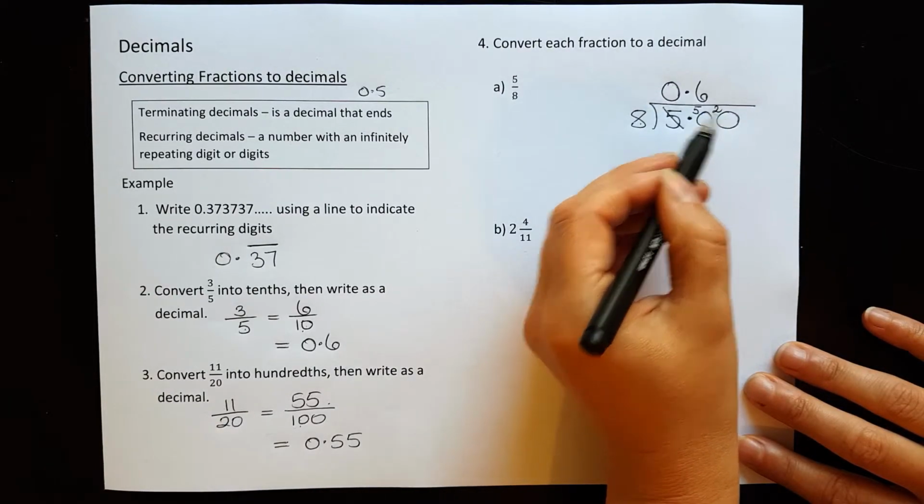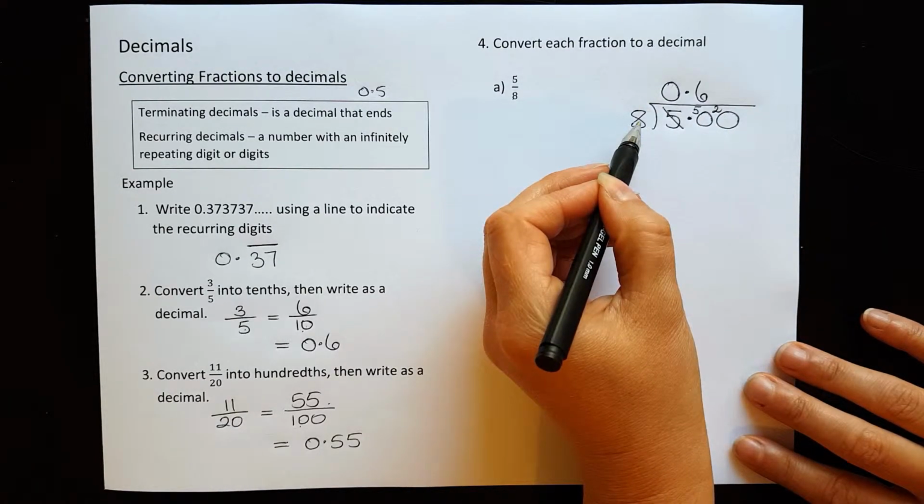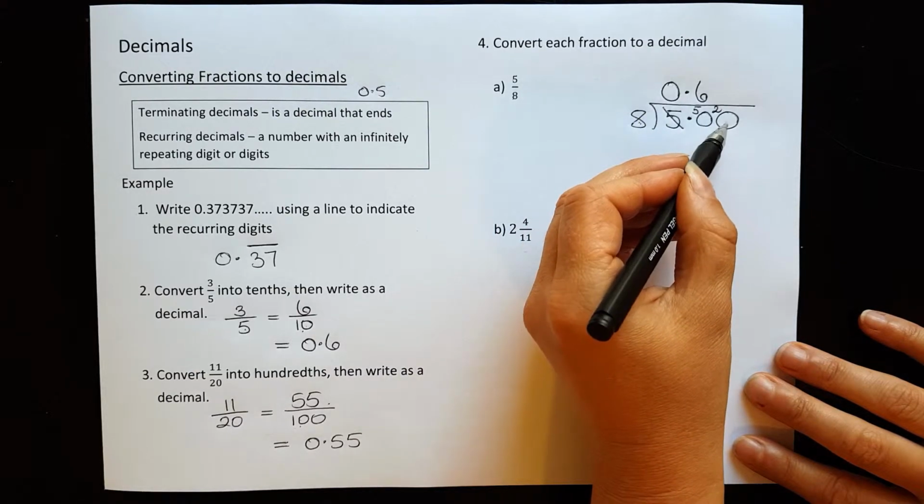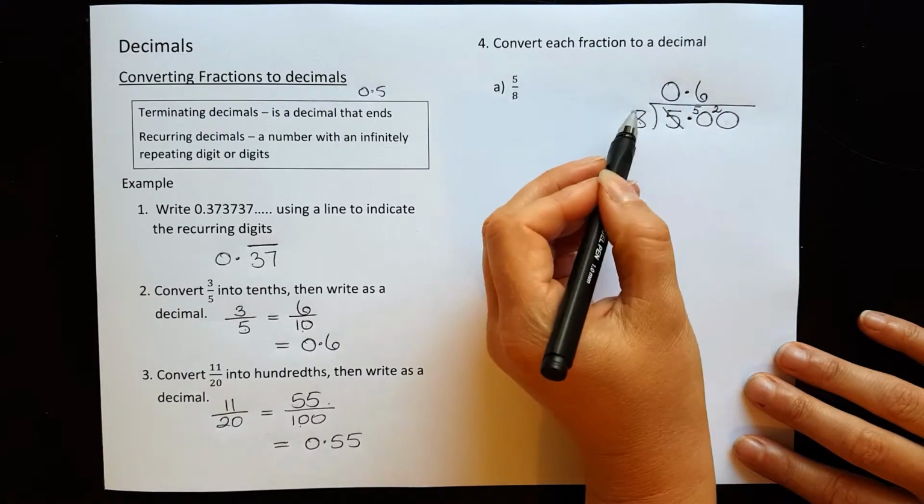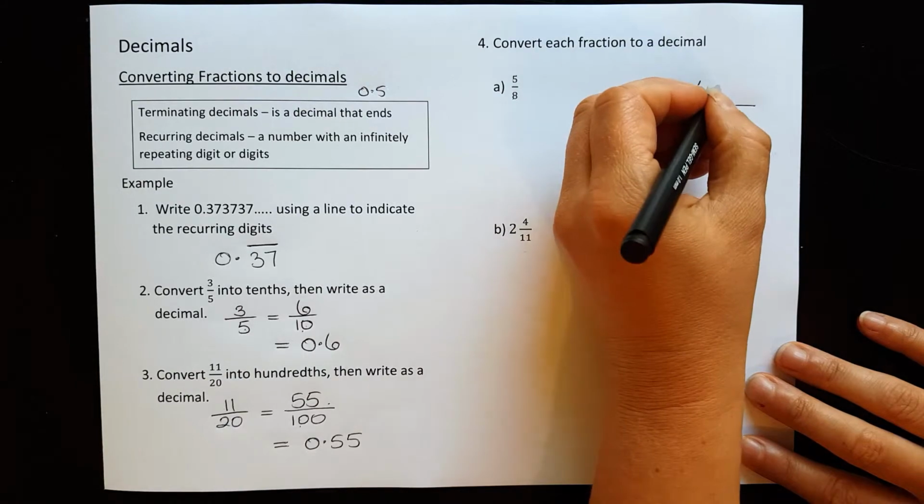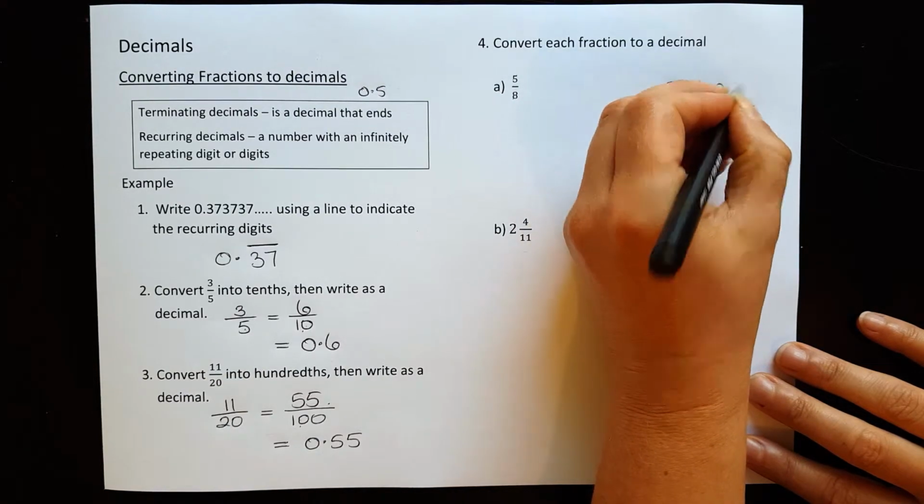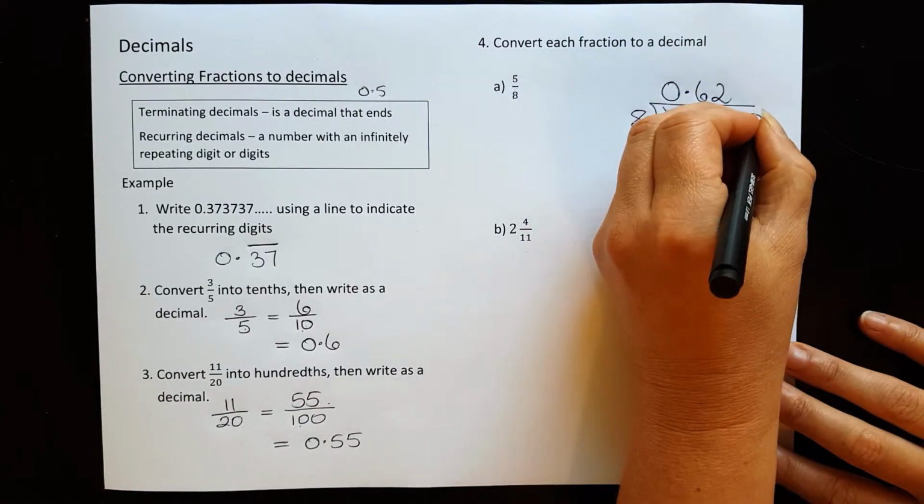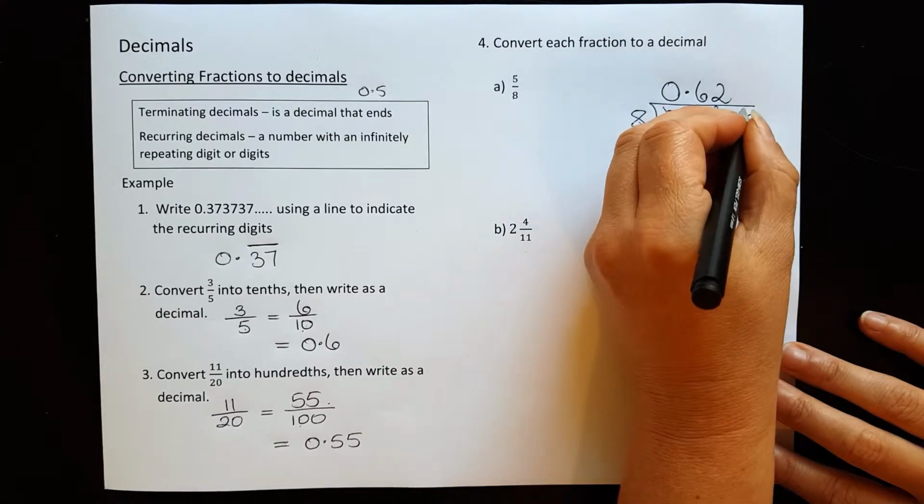20 divided by 8, the highest 8 times table that doesn't go over 20 would be 16. 2 8s are 16. So that goes 2 times, and from 16 to 20, I have a remainder of 4.